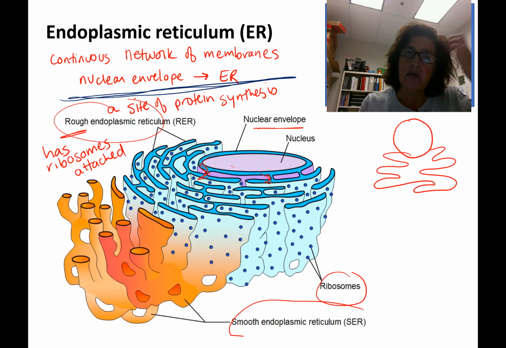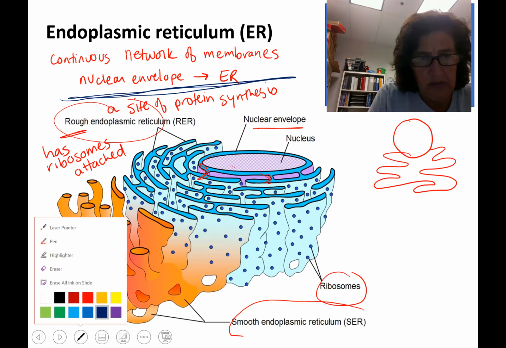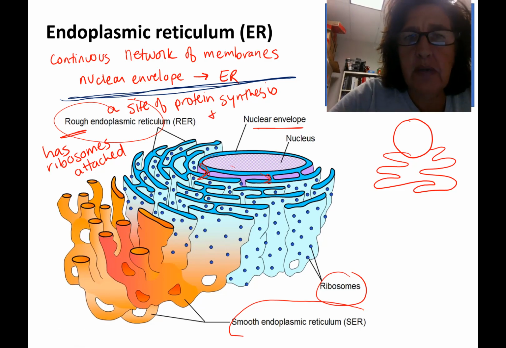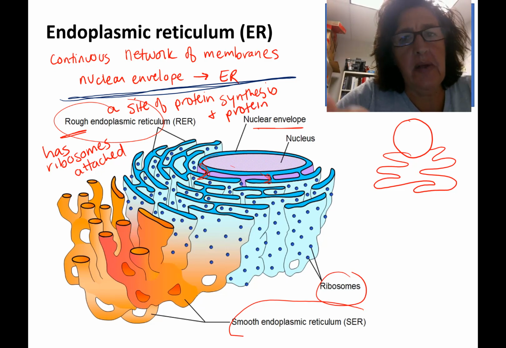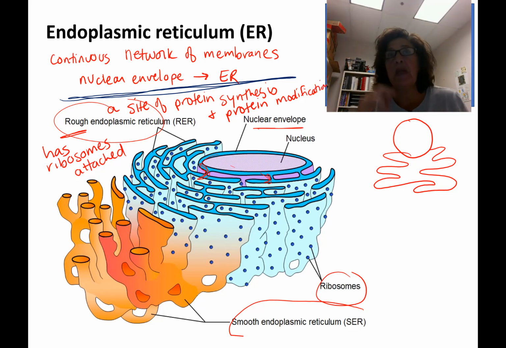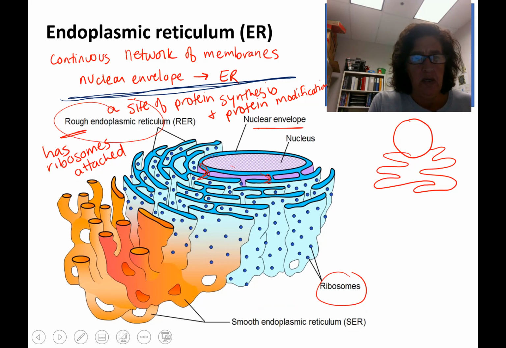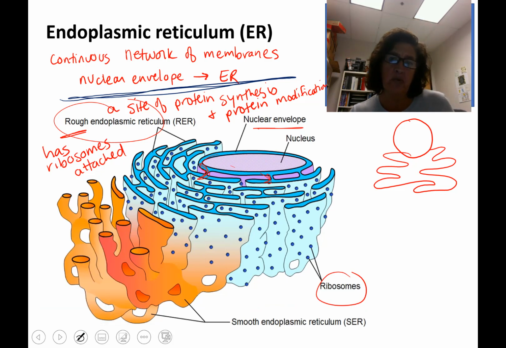The rough ER is also not only a site of protein synthesis, but also, let me go back to red so we keep this all together, protein modification. And we're not really going to talk about this much this semester, but it's really important when you take cell biology. We'll talk a lot about protein synthesis. I think you probably also cover it in genetics.